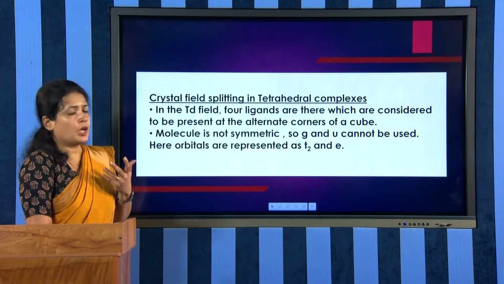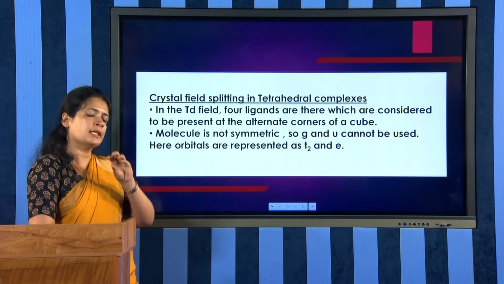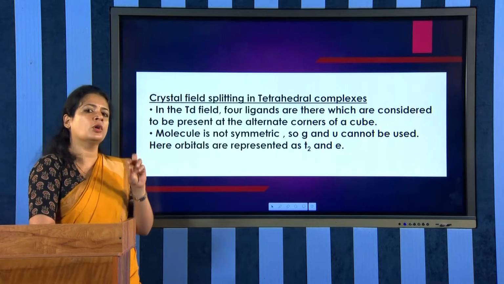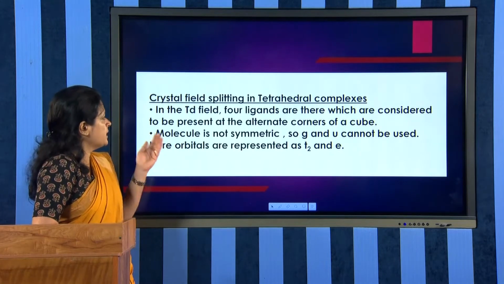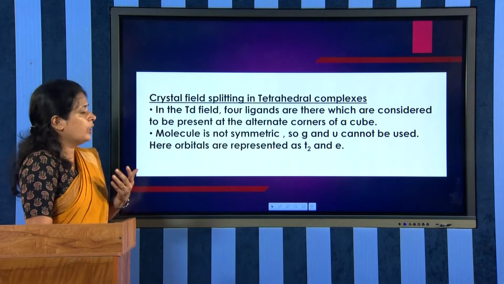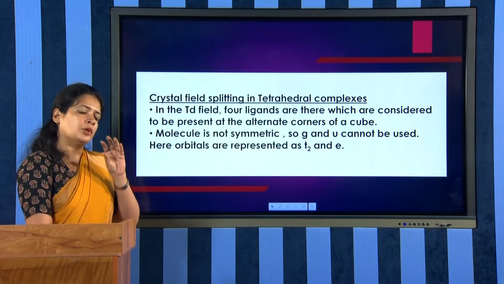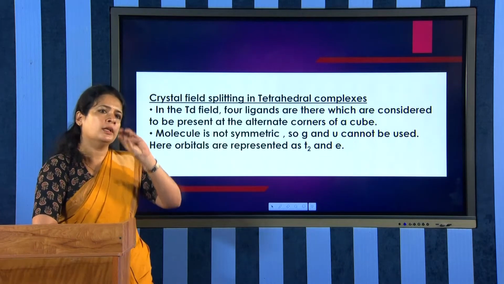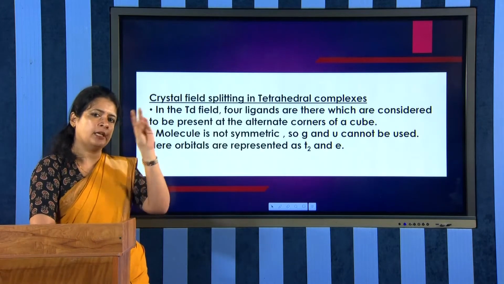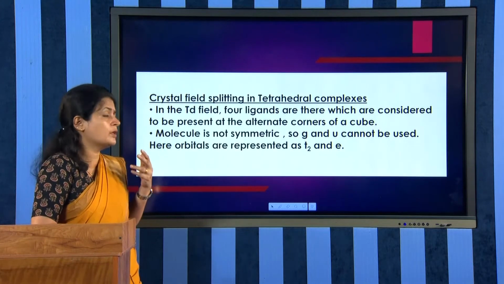In the tetrahedral complexes, 4 ligands are there. We have 4 ligands which are arranged at the 4 corners of a cube. So, they are considered to be present in the alternate corners of a cube. And the molecule here is not symmetric. In a cube, we have 4 ligands that are arranged at the alternate corners, and the molecule is not at all symmetric.